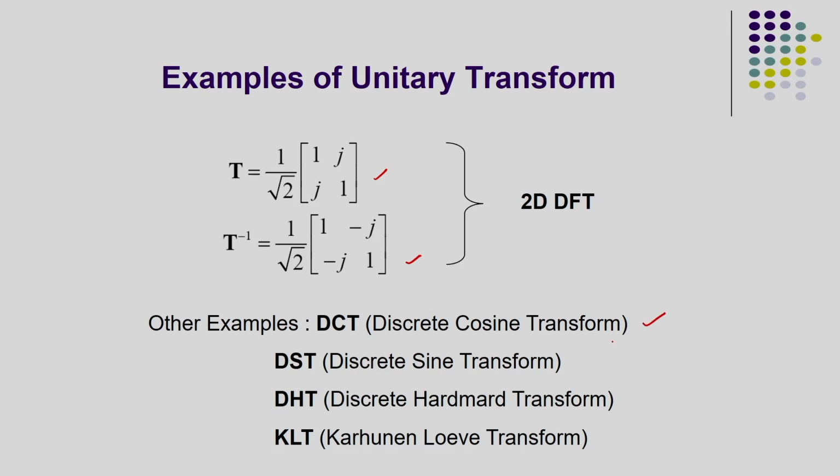One is the DCT, one is the DST, the discrete sine transformation, and one is the Hadamard transformation. And the KL transformation is also unitary, but in the case of the KL transformation, the transformation matrix or the transformation kernel depends on the statistics of the input data. In case of the DCT, the transformation kernel is fixed, but in case of the KL transformation, the transformation kernel is not fixed. It depends on the statistics of the input data, but it is orthogonal.